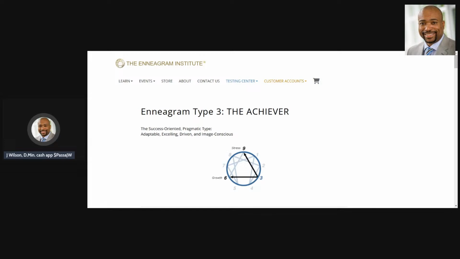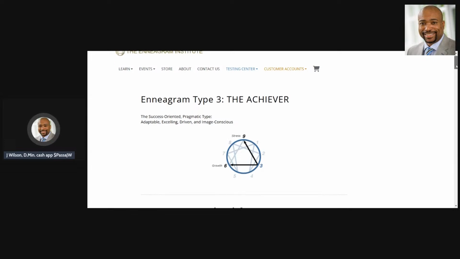Now, I hope y'all did your Enneagram test, but baby, hopefully this is going to help somebody, because I think sometimes we need these things to be able to see where we are. So hopefully y'all are getting help. If you're getting help, put a 1 in the chat so I'll know. The next one is Enneagram type 3, the achiever.